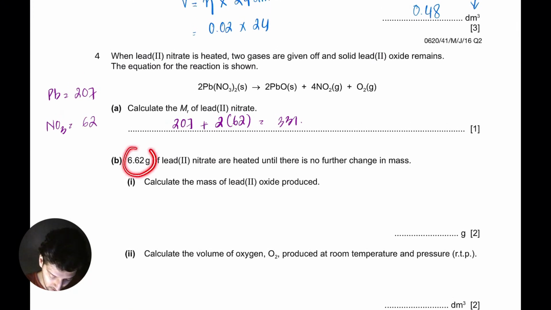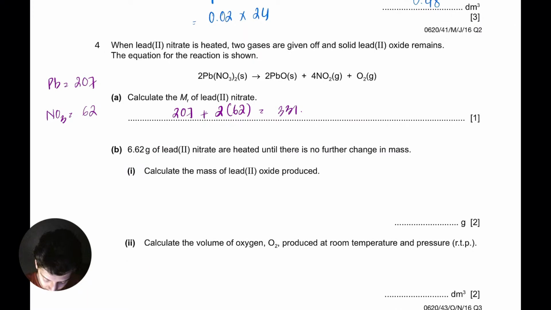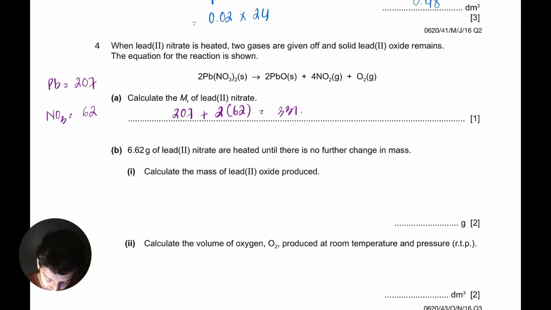6.62 grams of lead nitrate are heated until no further change in mass. 6.62, 331. 662, 331. Wow. Calculate the mass of lead oxide produced. So they want us to jump directly into the mass. So figure out the moles of lead nitrate. That's moles of lead nitrate, going to be 6.62 divided by 331. 6.62 divided by 331 is 1/50.